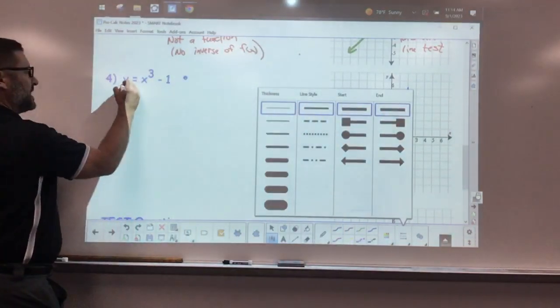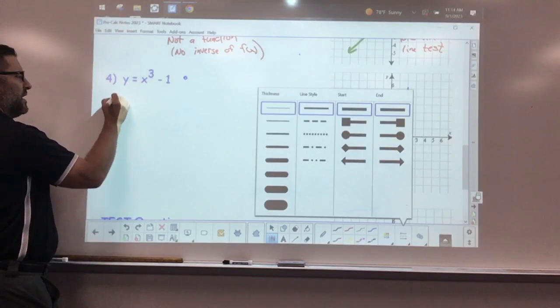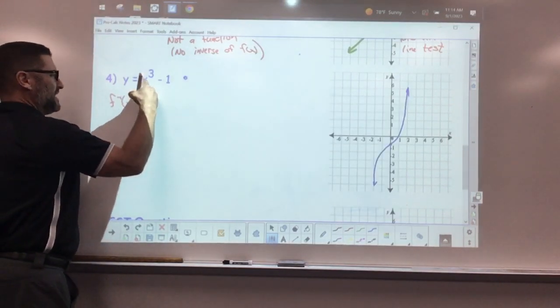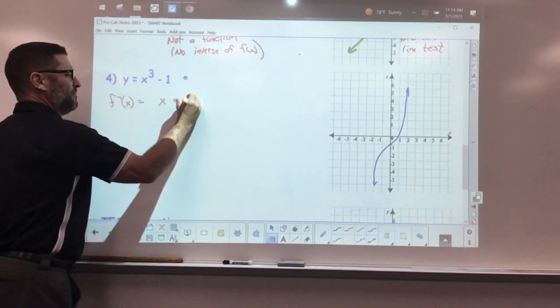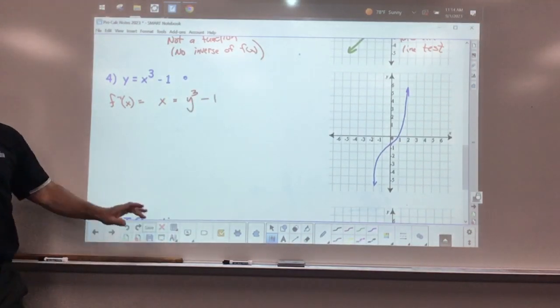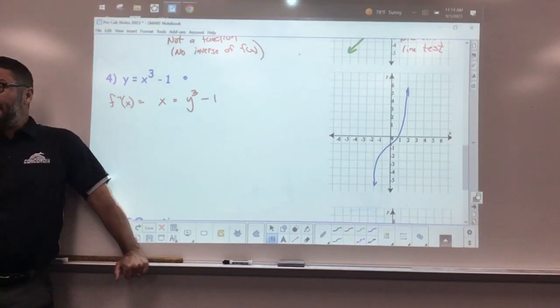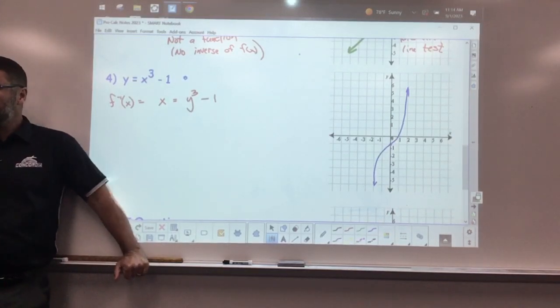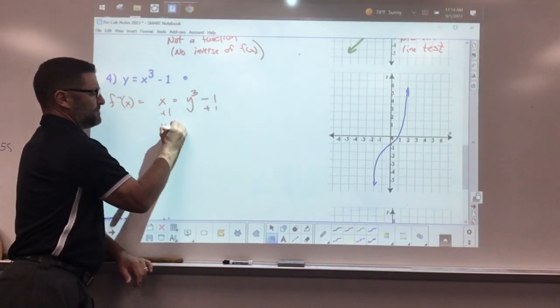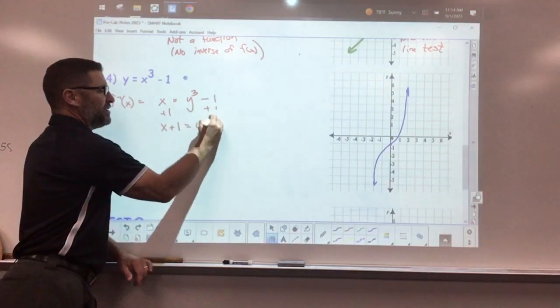Okay, let's find the inverse by switching the x and the y around. So I'm going to take those two values and let's find the inverse of the function by taking the x and the y and switching them. And let's see what your algebra skills are from last year. I got to get the y by itself. What's first? Add the 1. I got x plus 1 equals y cubed.